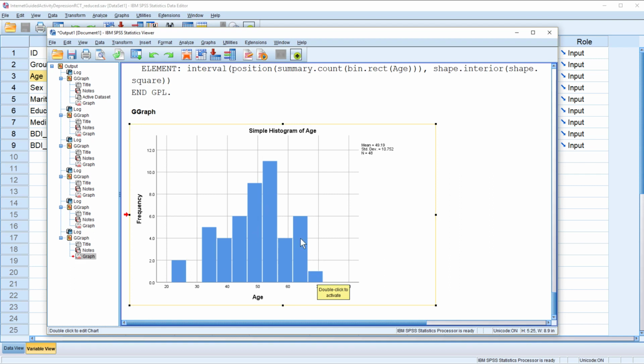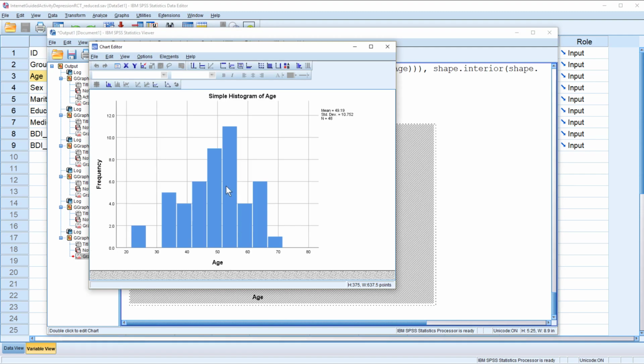Things you can do with histograms. If you don't like the way that the data has been chunked, because it's grouping people into what we call bins, so each column here is a bin, so everyone who fell between, I don't know, like 22 and 25 is falling into this bin. If we want to change the number of bins, we can do that through the chart editor.